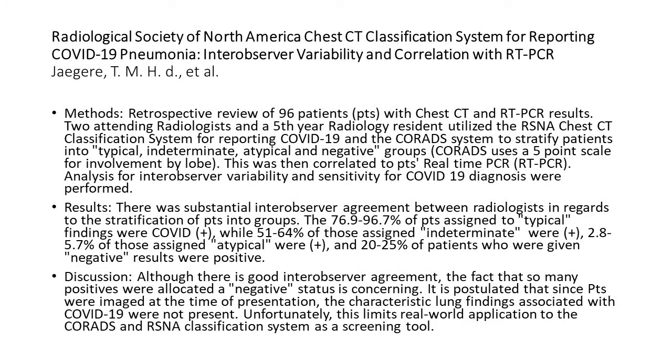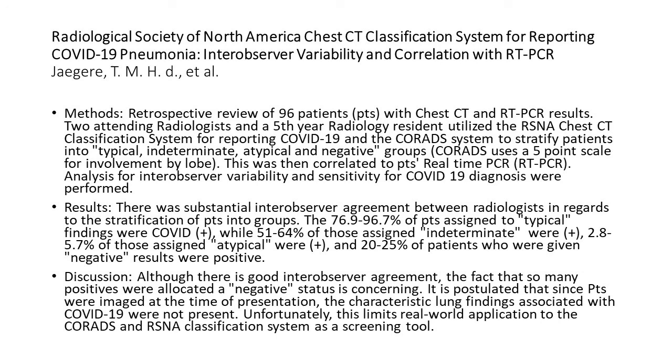In another article published in the Cardiothoracic section of Radiology, researchers from the Zuyderland Medical Center in the Netherlands investigated the RSNA chest CT classification system for reporting COVID-19 and the COVID-19 Reporting and Data System, also known as CO-RADS, for interobserver variability and for their findings' association to patients' real-time PCR results. Researchers found substantial interobserver agreement between radiologists in their stratification of patients. An overwhelming number of patients who were categorized as having typical COVID-19 findings had positive PCR results.